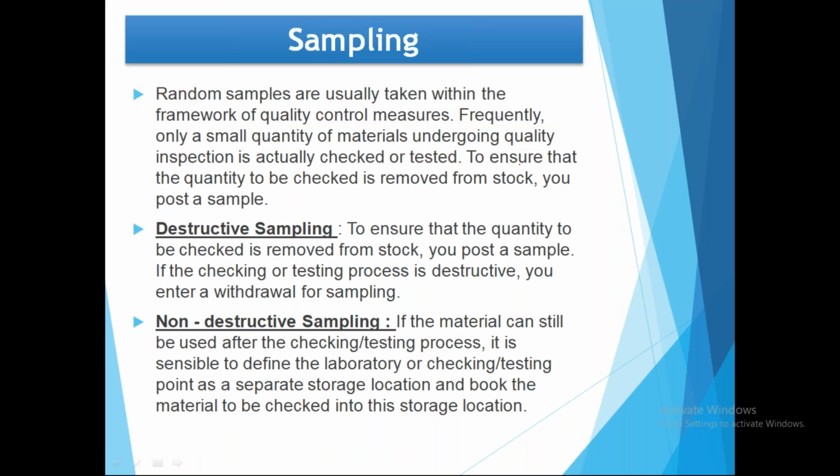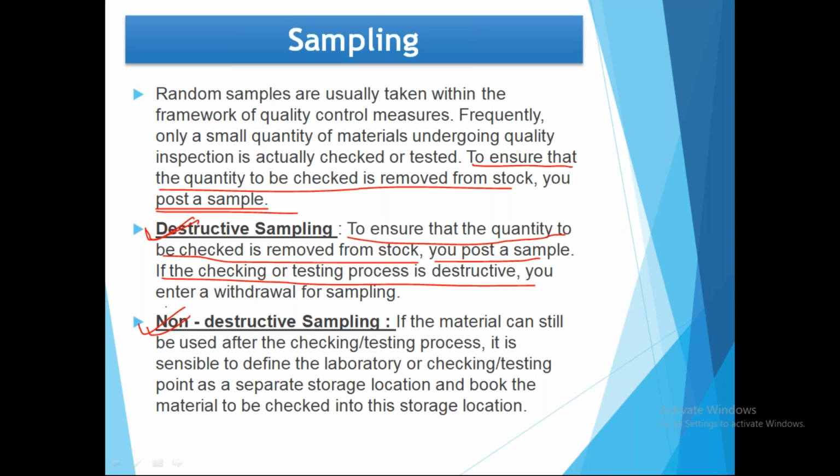To ensure that the quantity to be checked is removed from stock, you post a sample. There are again two types of samples: destructive sampling and non-destructive sampling. Destructive sampling means that if the checking or testing process is destructive, you enter a withdrawal for sampling. After the quality inspection, the stock will get consumed. The stock cannot be used, or is not available.